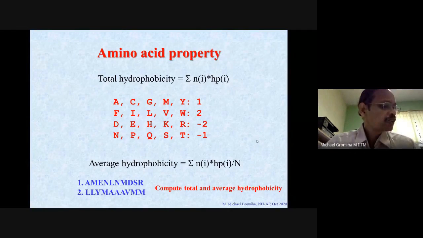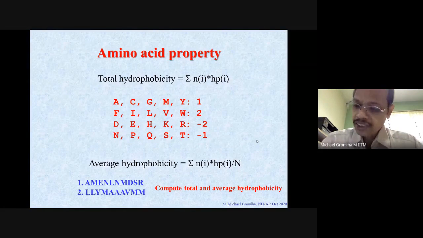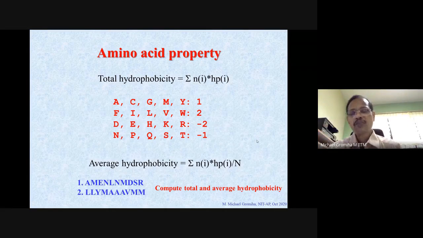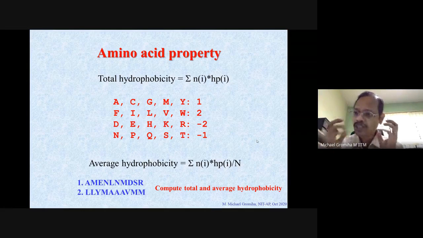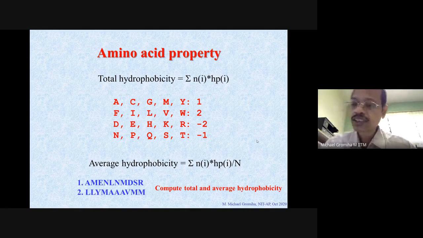Either they are obtained from thermodynamic transfer experiments, like the relative solubility in water and ethanol or water and octanol, or they can be derived from the 3D structures. If you have the protein 3D structures, you can derive these values based on the location of other residues in the neighborhood of that particular residue. I will explain this in detail in the next class when we talk about protein 3D structures.